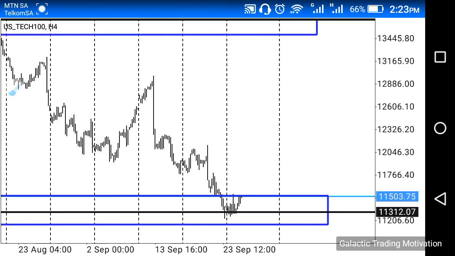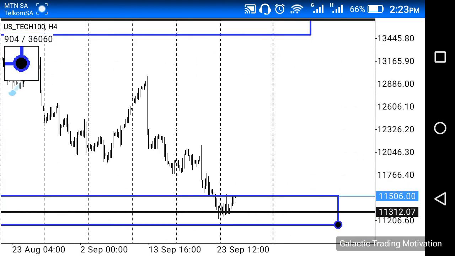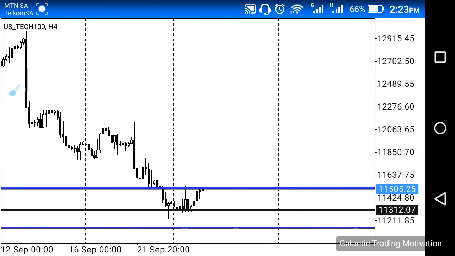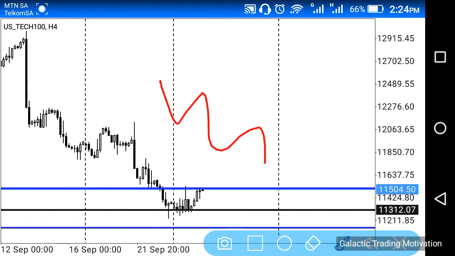So here we are, guys. We are on the H4 chart. Let's have a look, right? The only thing that we're going to do in regards to the H4 chart is to wait for a bearish market to turn into a bullish market before buying, right? So how do we do that?